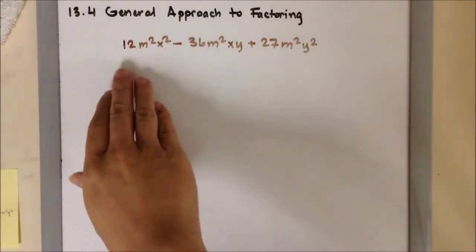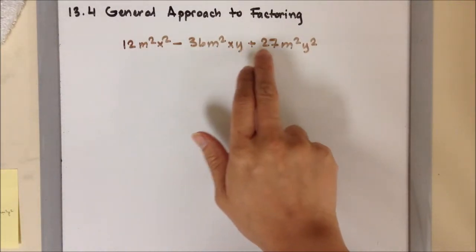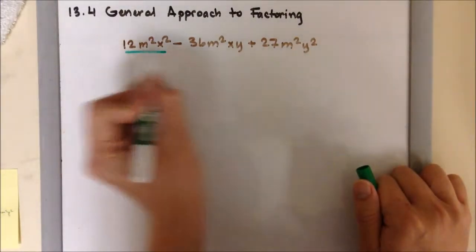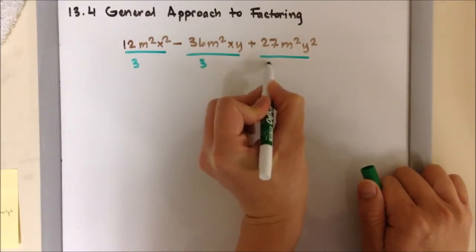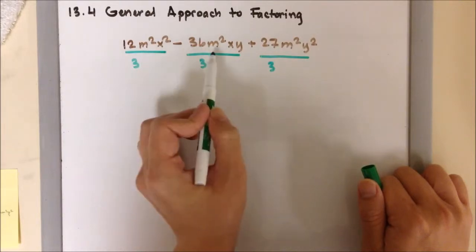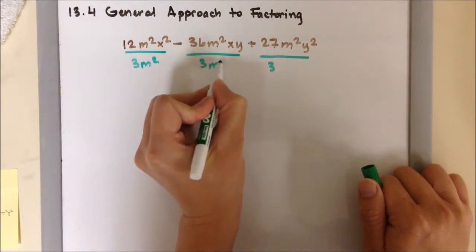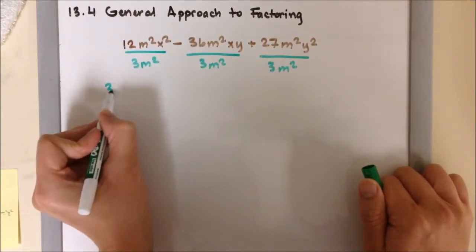So in this next example, I have 12m squared x squared minus 36m squared xy plus 27m squared y squared. So let's check if we have a common factor. 12, 36, and 27, they do have a common factor. They are all divisible by 3. So I'm going to divide each term by 3. In addition, I noticed that there's an m squared in each term, so I'm also going to be dividing by the m squared. So my greatest common factor is actually 3m squared. So that's going to be outside the parenthesis.